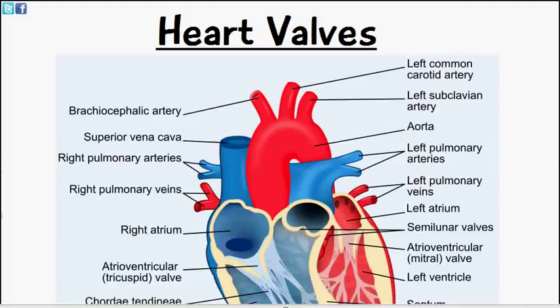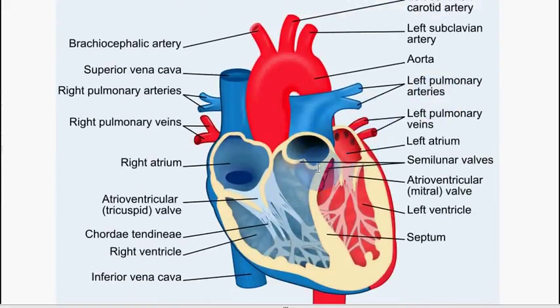Today's video we'll be talking about the valves of the heart. I've included a diagram here which shows the heart in a good amount of detail, and there are quite a few labels on here as well. But in today's video we'll just be talking about the valves, which you can see on the left and right side of the heart. So the left side here and the right side here. And we also can see the semilunar valves here.